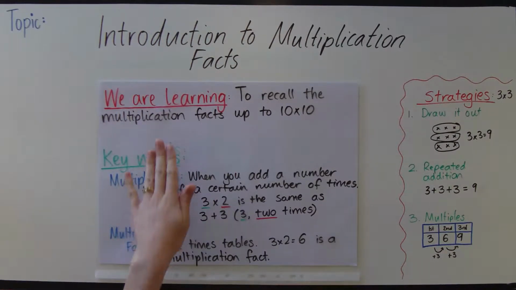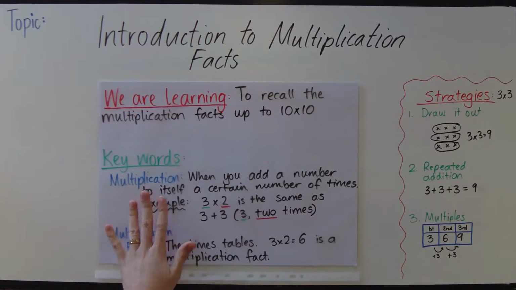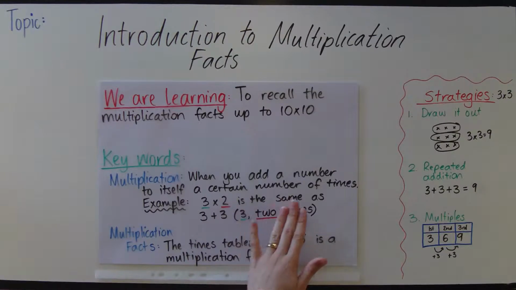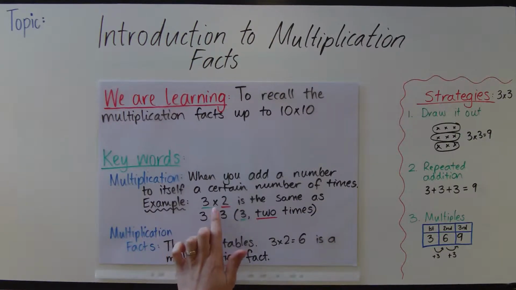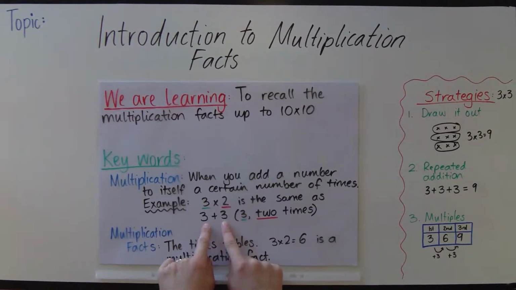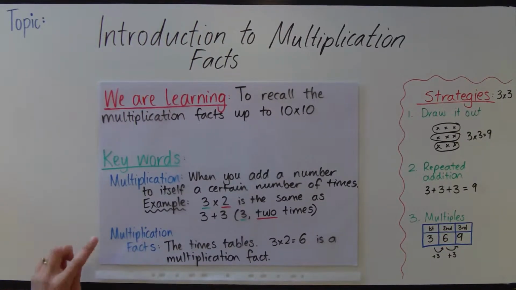We've got multiplication in multiplication facts. Multiplication, as a revision, is when you add a number to itself a certain number of times. An example would be 3 times 2 is the same as 3 plus 3 because there are 2 lots of 3, which equals 6. And multiplication facts are basically the times tables. So 3 times 2 equals 6 is in fact a multiplication fact.